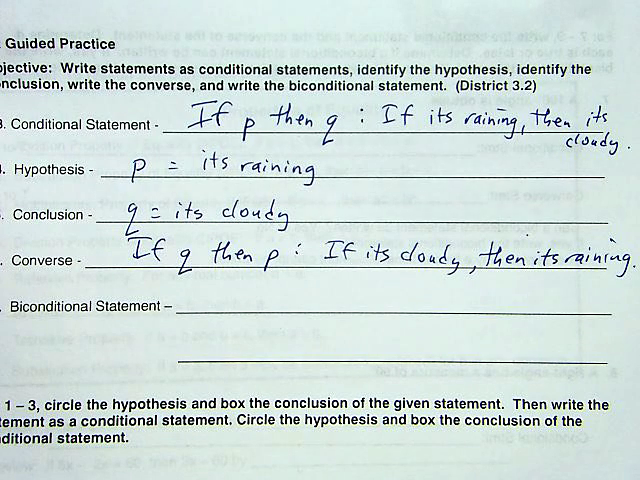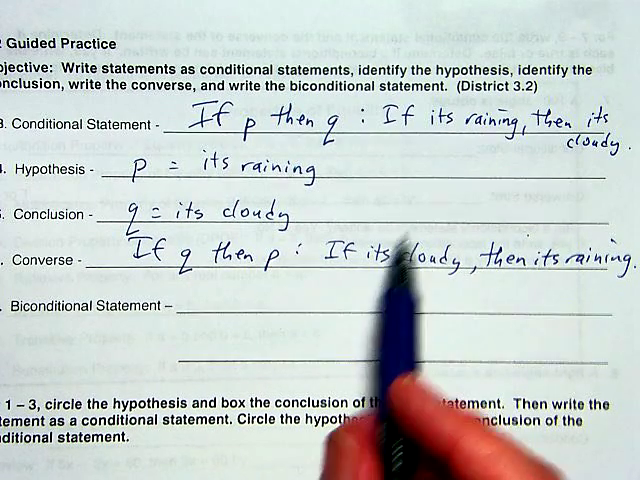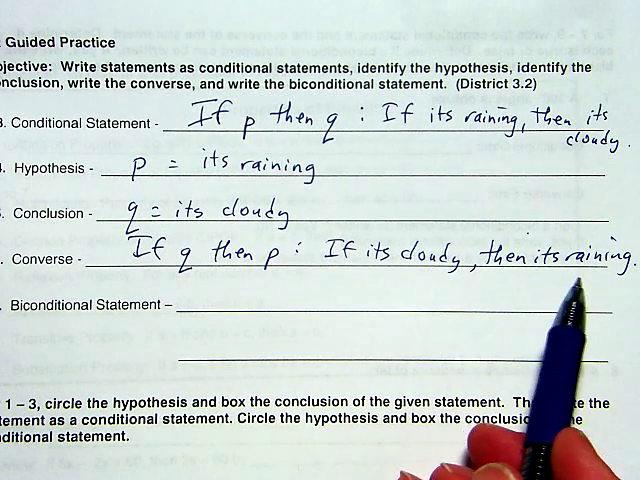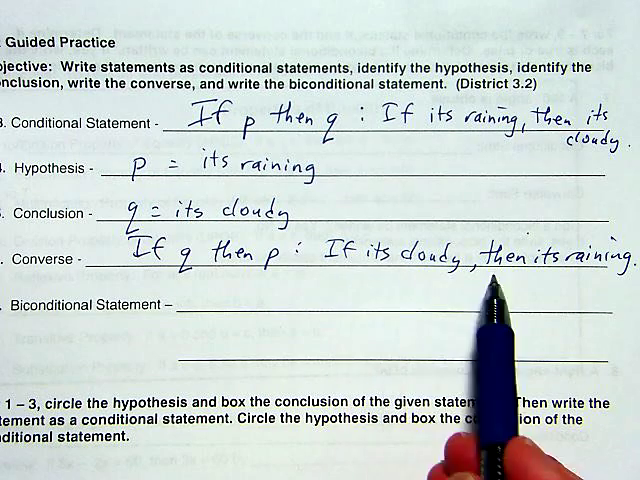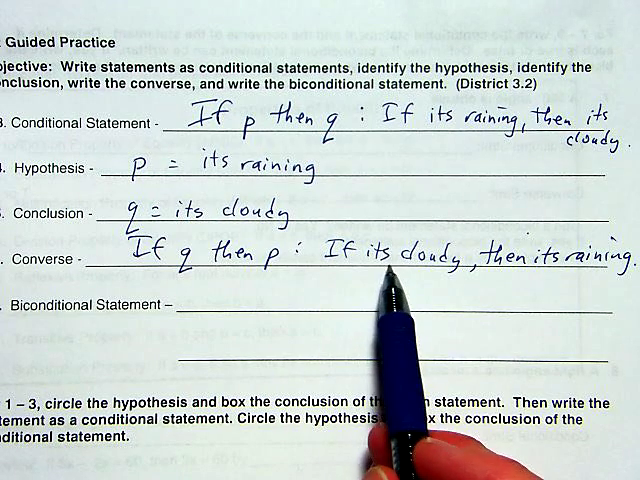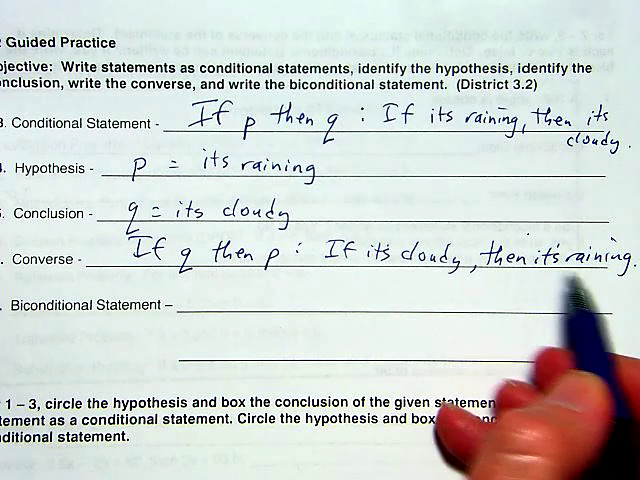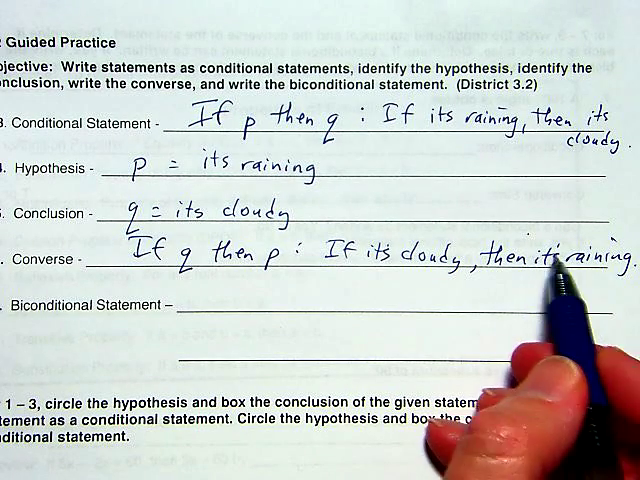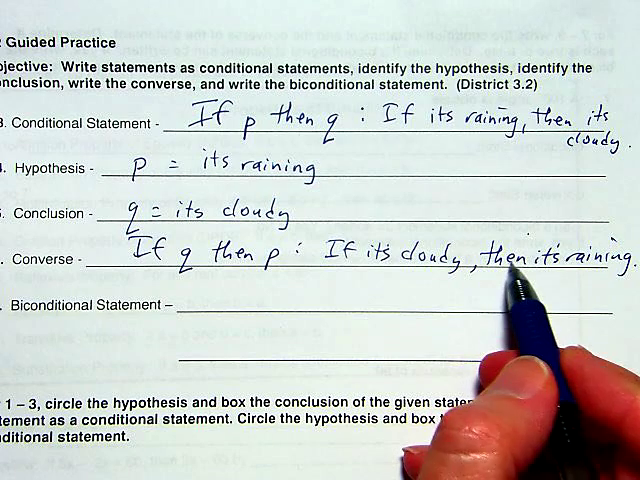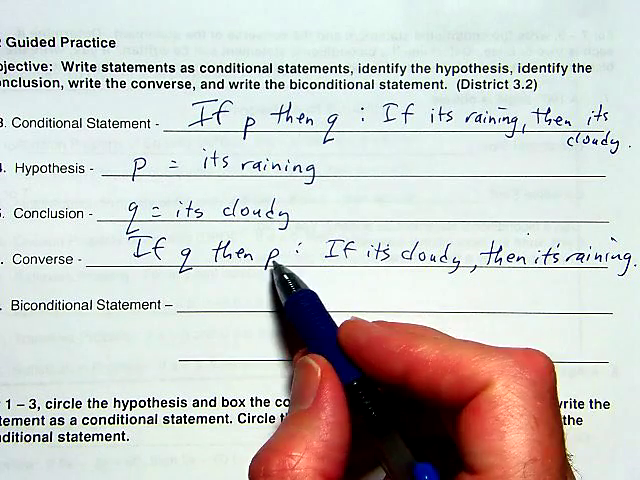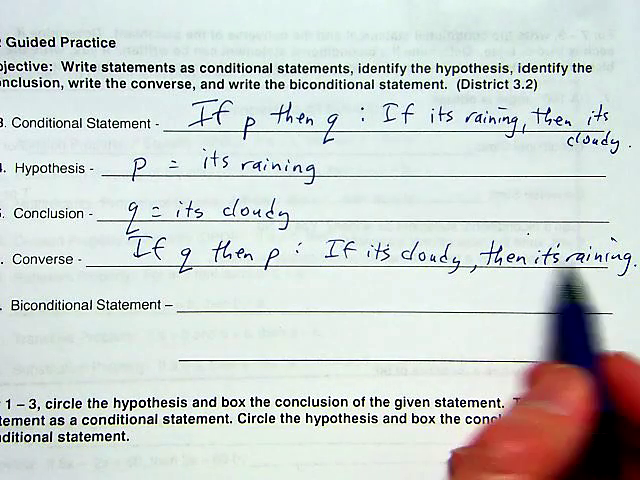I think you can tell from this example that converses are not always true, because just the fact that it's cloudy doesn't mean it's raining. But the converse is stated this way: if it is cloudy, then it's raining. And that's it. You don't say then it might be raining, then it could be raining. You simply say then it's raining. The statement may be false, but you have to state it definitely.